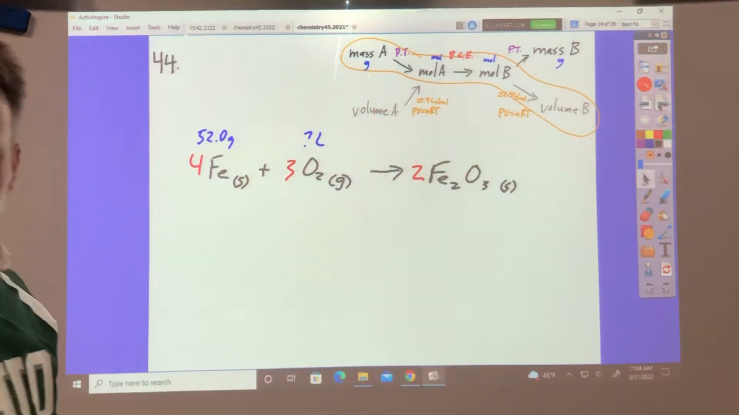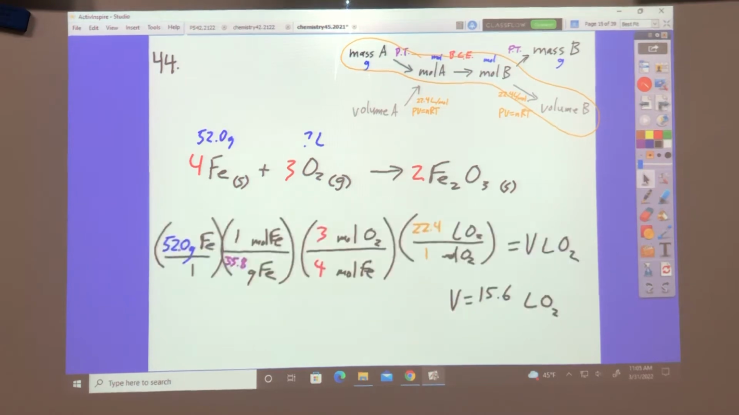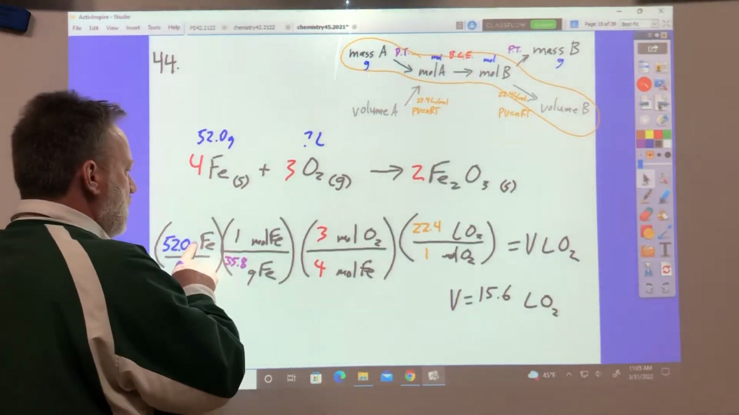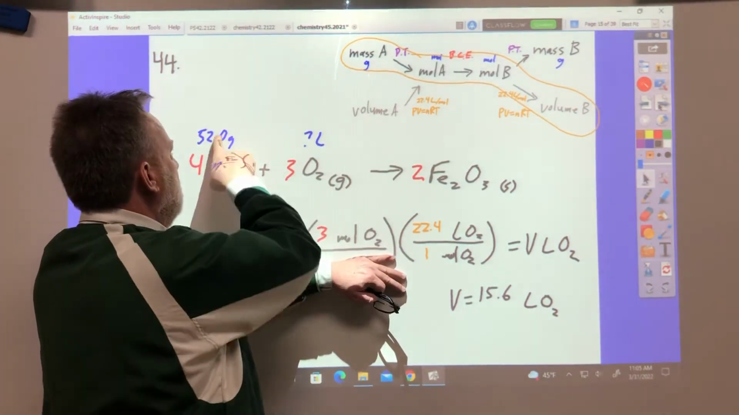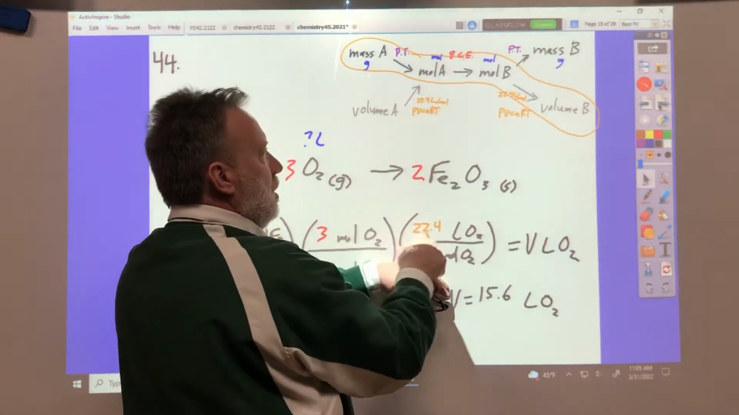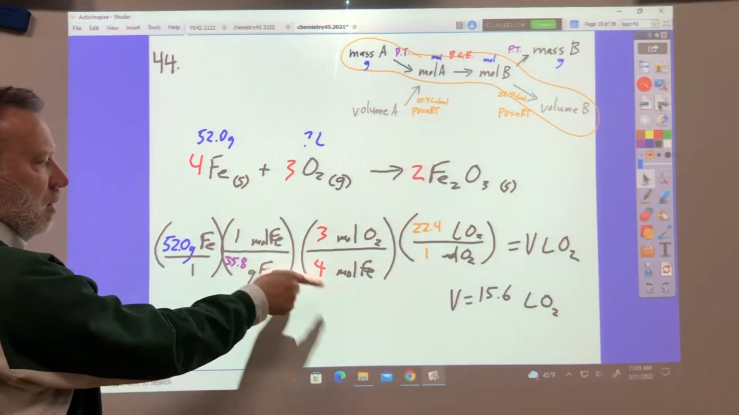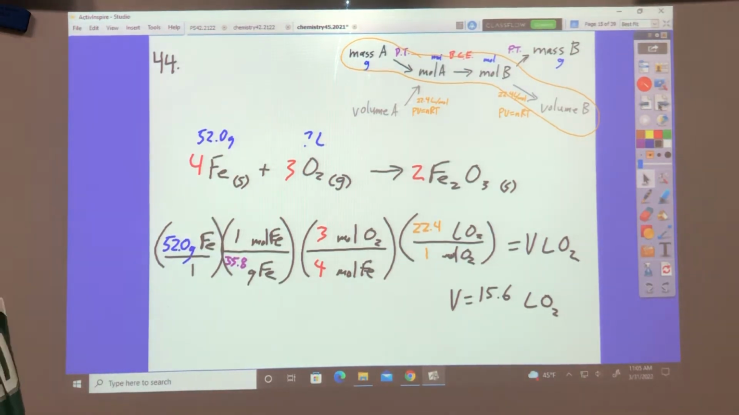I'm not sure how I did this one. It looks like I did the 22.4 thing. So grams Fe to moles Fe to moles of oxygen to liters of oxygen and 22.4. This cancels here, this cancels here, this cancels here. You multiply all that through, you get 15.6. You shouldn't have any trouble with that.